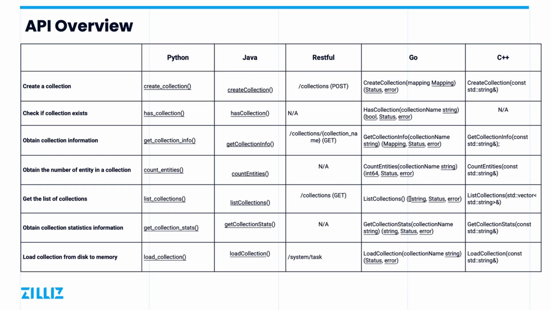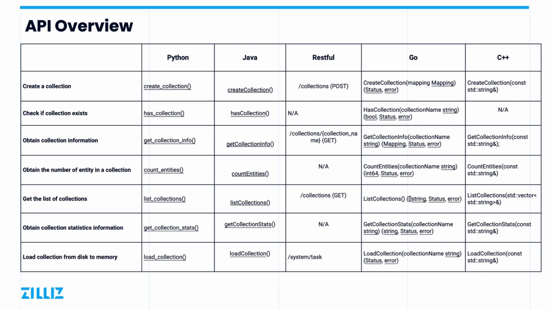GetCollectionInfo returns the basic information about a collection, such as the number of entities, which fields it contains, the index types, or the distance metric used for that collection. CountEntities returns how many vectors are stored within that collection. List collections lists all the collections that Milvus is currently storing. GetCollectionStats lists the statistics of a collection. This is different from GetCollectionInfo because it lists information about the partitions and the segments stored within Milvus.